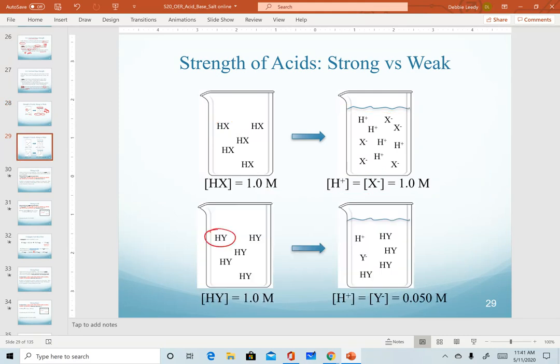Versus our second picture here, putting HY in water. Notice that our initial acid concentration again is 1 molar, but only one of my molecules dissociated. And in fact, that's still too high a percentage dissociation for most weak acids. But notice that only one dissociated, the other 4 of my acid molecules stayed intact. So this is a weak acid with far less than 100% dissociation.